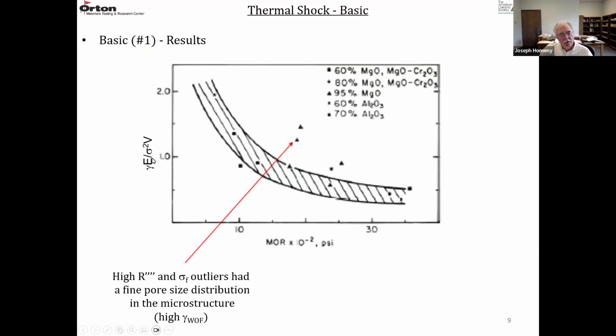And this is plotting R4 prime versus strength. And this is for all the materials, so the mag chrome, the magnesite, and the alumina silica. They fall in this band here. This is the MOR before thermal shock. There are some outliers here. And when they looked at the microstructure, these had a very fine pore size distribution, and they had high work of fracture. So because of their microstructure, they were outliers.